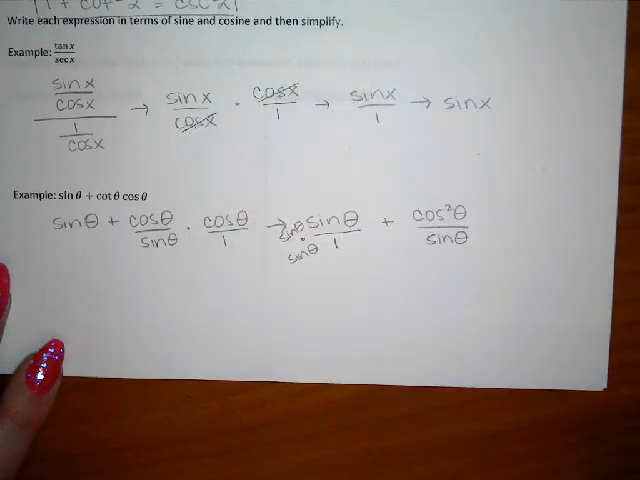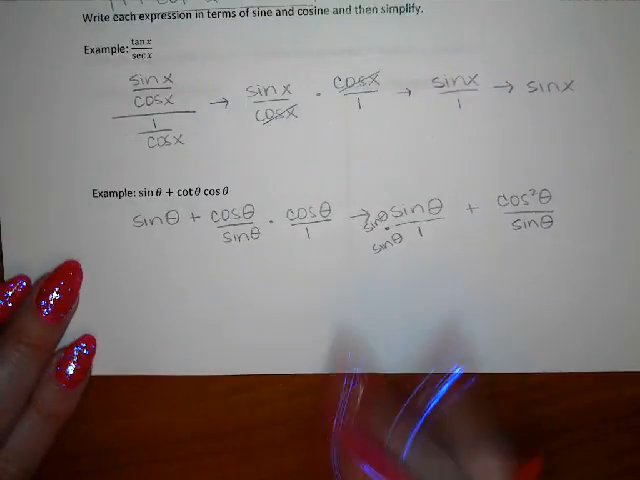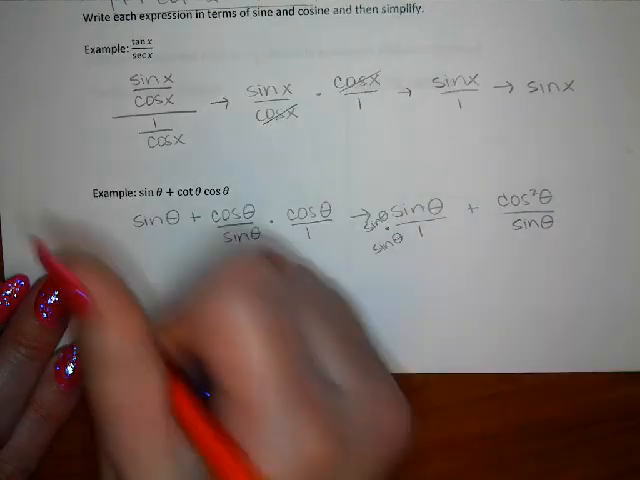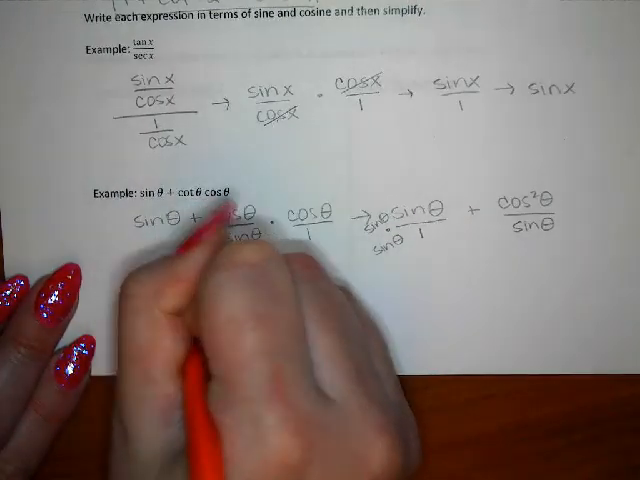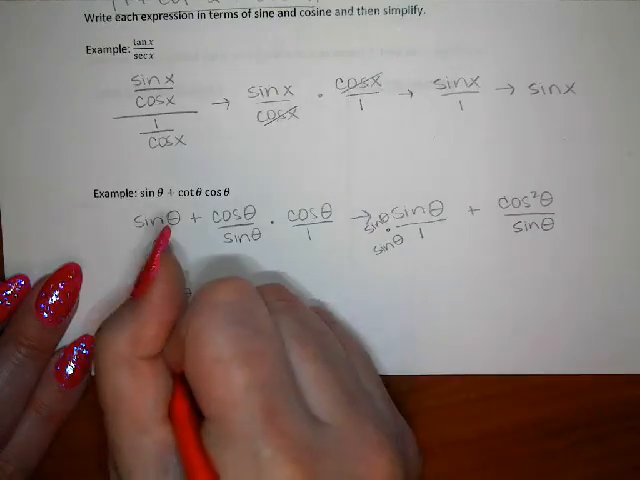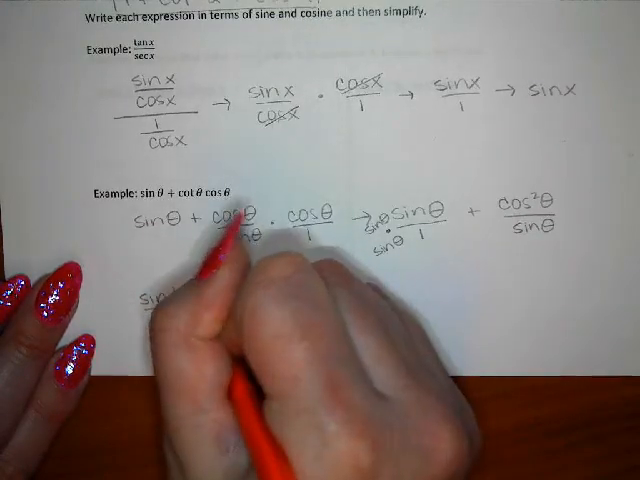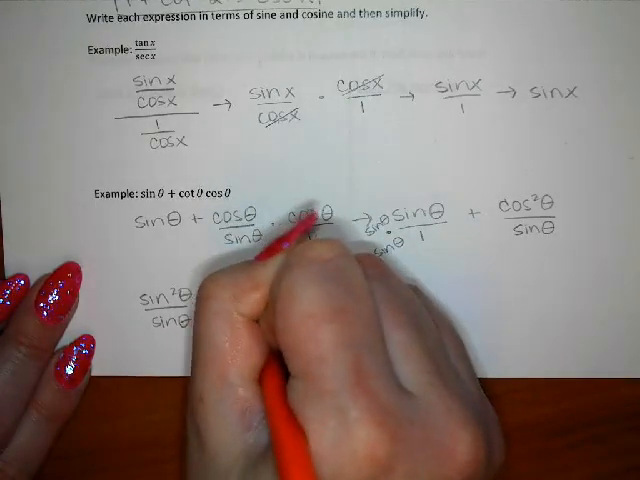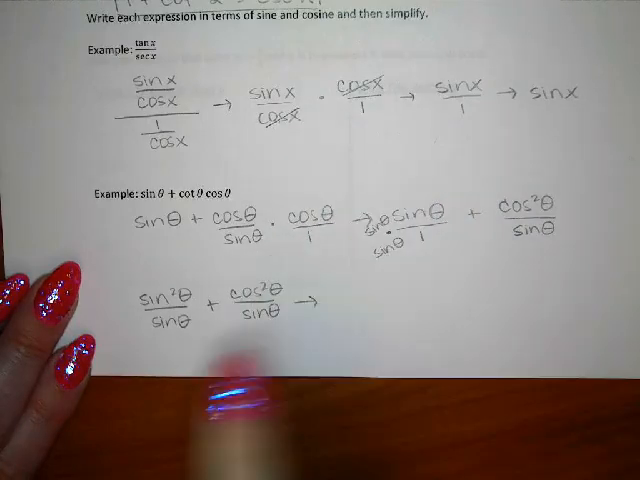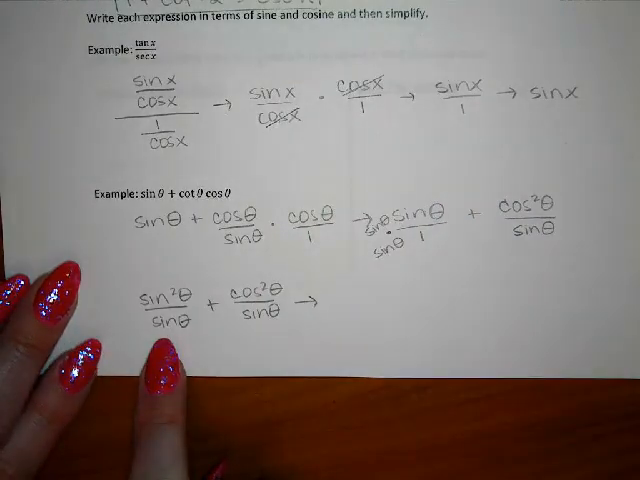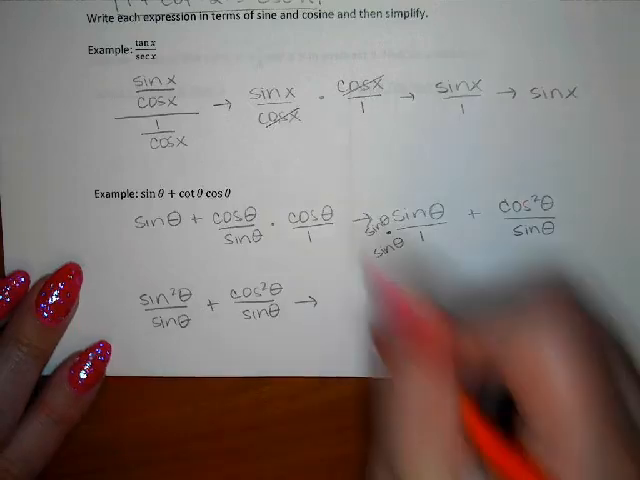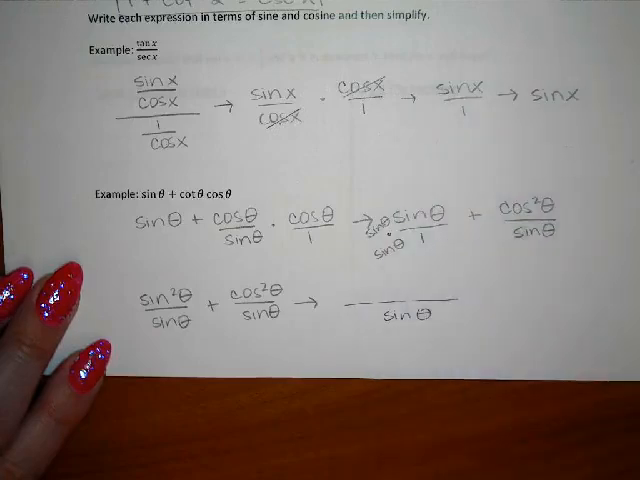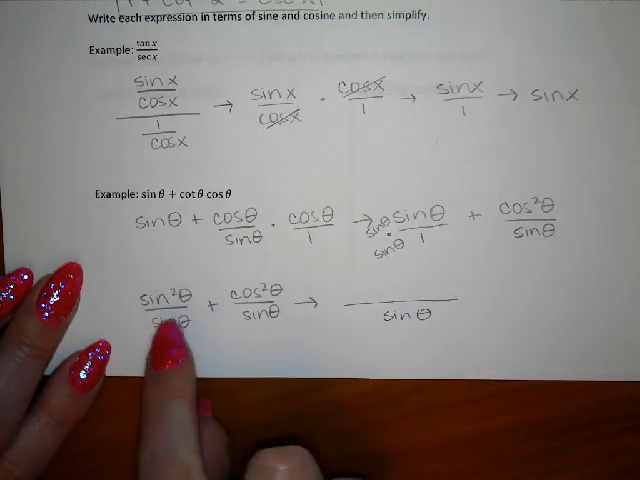So at this point, my first term is a fraction. Sine times sine is sine squared. I have sine on the bottom. And then my second term is cos squared over sine. I know in math that if I have the same denominator, I can write this as one fraction. So I'm going to write this as one fraction with a common denominator of sine. And then for the numerator, I'm just going to write sine squared plus cos squared.